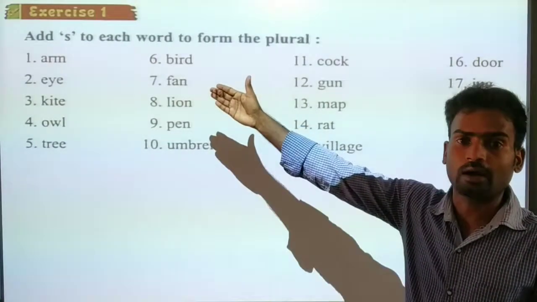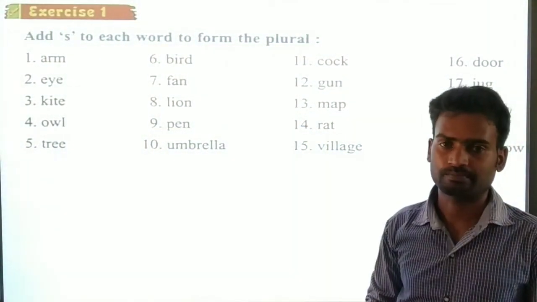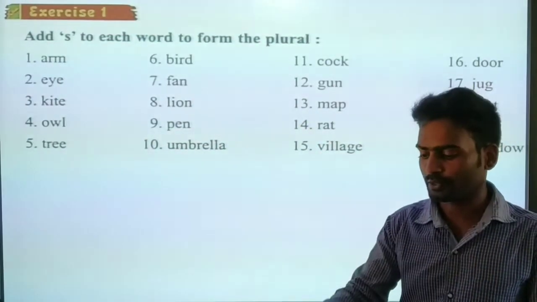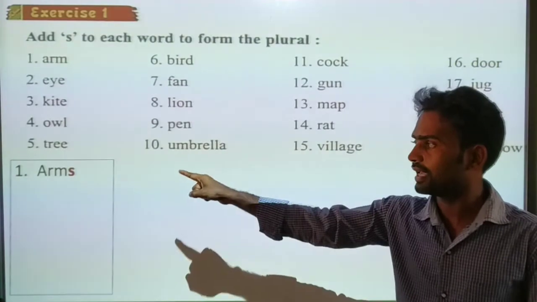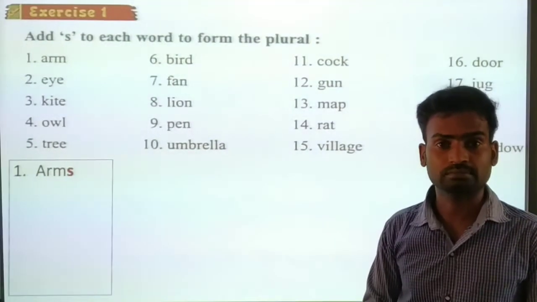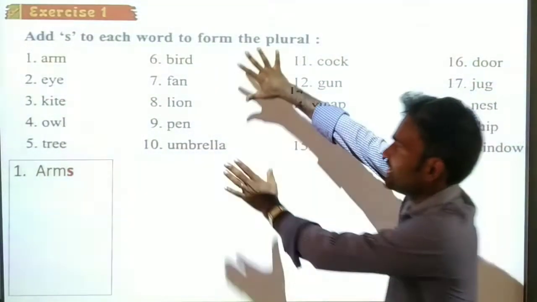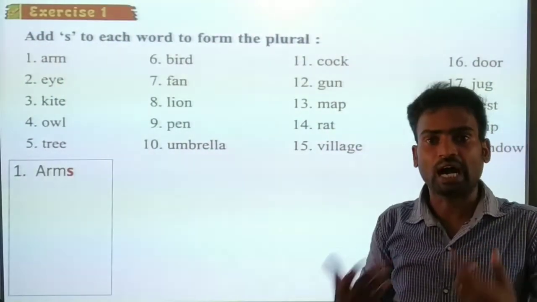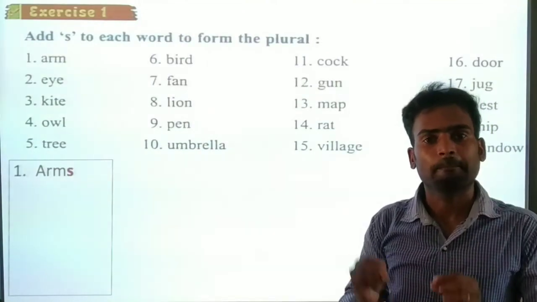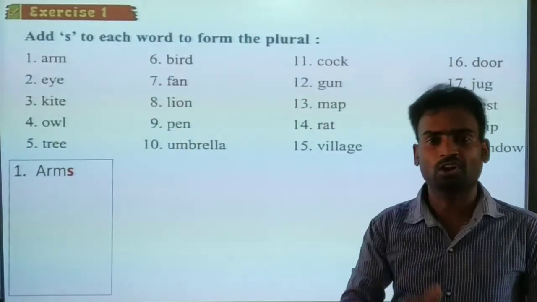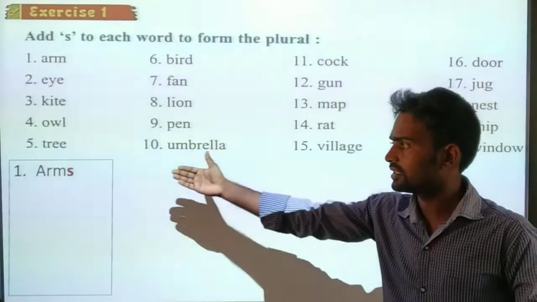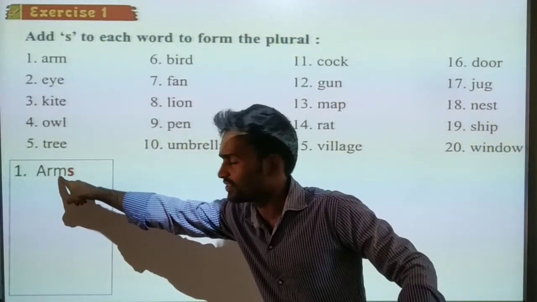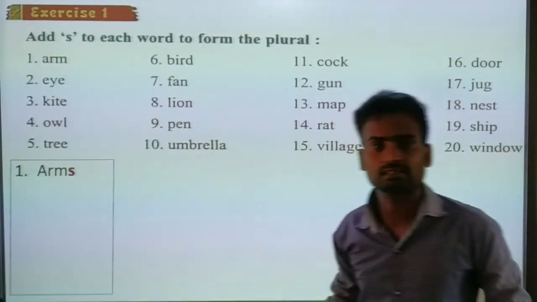What is the first one? Arm. A-R-M. Arm. What are we supposed to do? We are supposed to add S. A-R-M-S. Arms. What is given here is everything in singular form. What we are trying to do is make the singular form into plural form. Here it is arms. We have simply added S to the word to make it plural.